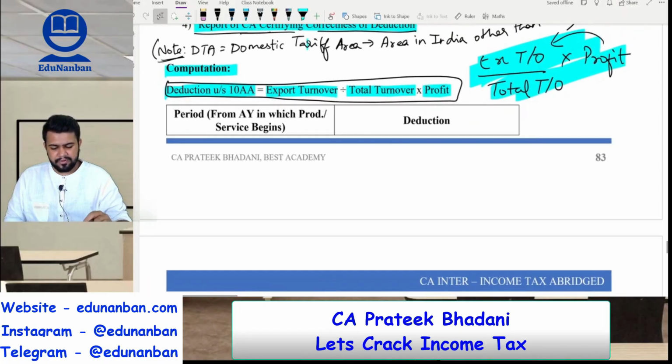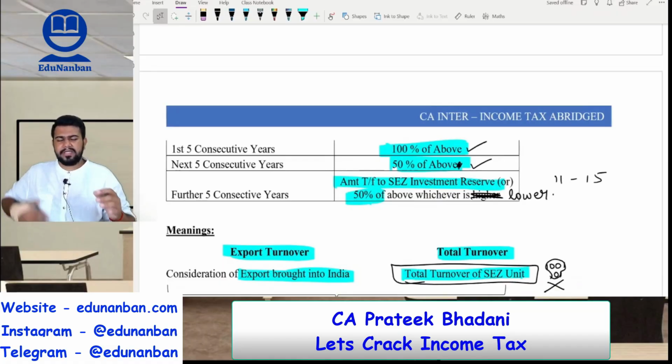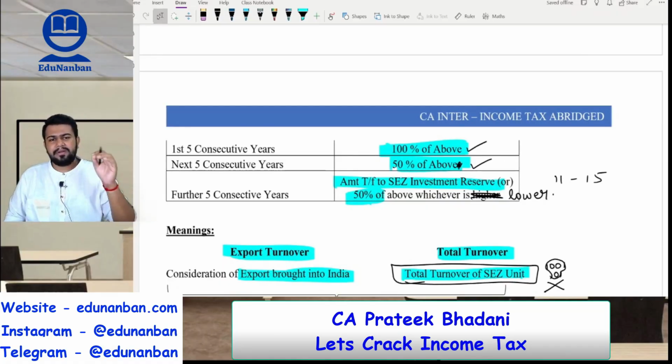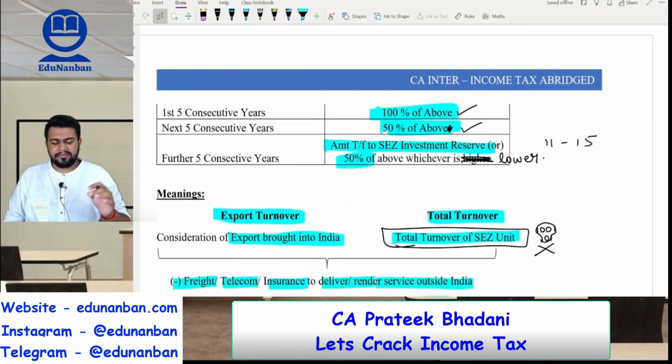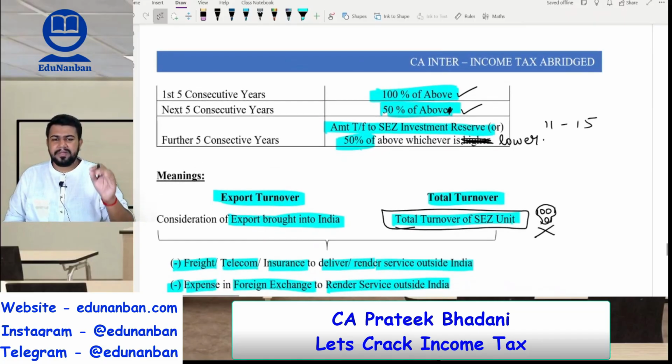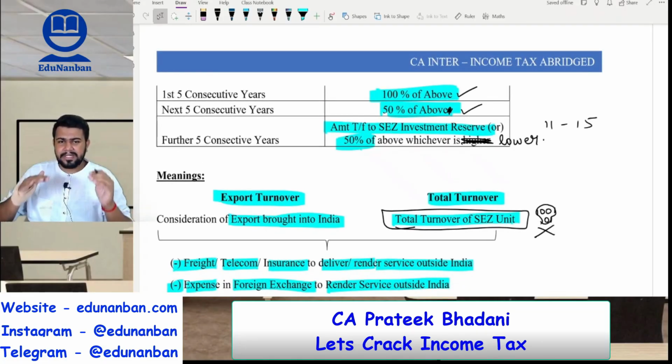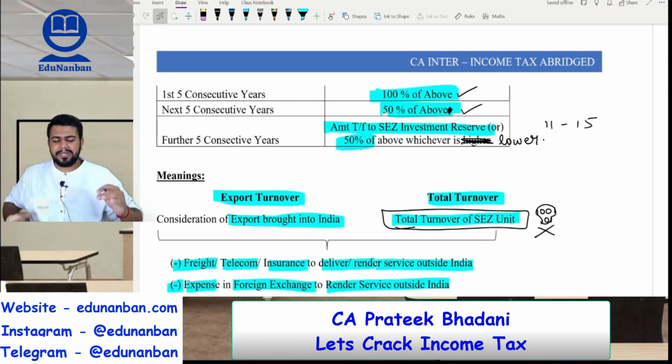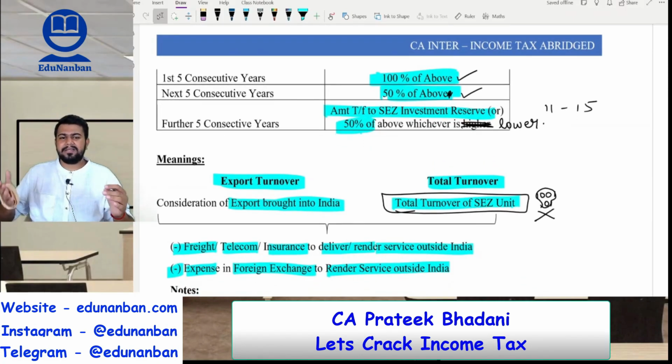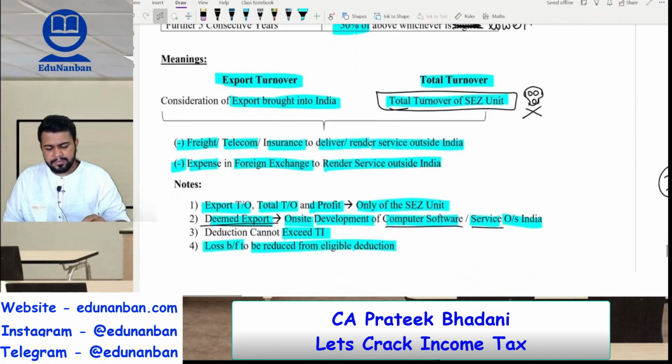Okay, be very careful. So in the first 5 years of the business, 100% of the above amount, that is the formula amount, will be allowed as deduction. In the next 5 years, 50% will be allowed as deduction, and in the further 5 years, 50% will be allowed as deduction, subject to the condition that the amount should be transferred to SEZ reinvestment reserve account. So what will be the deduction in year 11 to year 15? Amount transferred to SEZ reinvestment reserve, or 50%, whichever is lower.